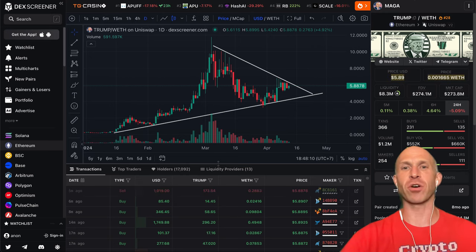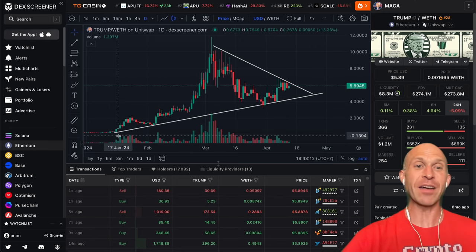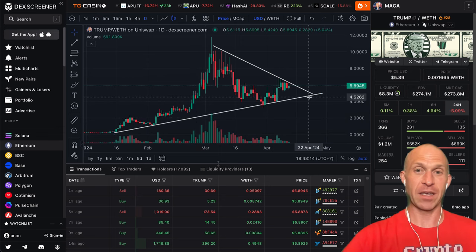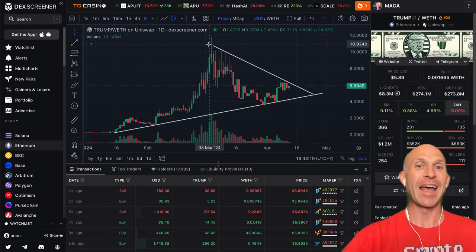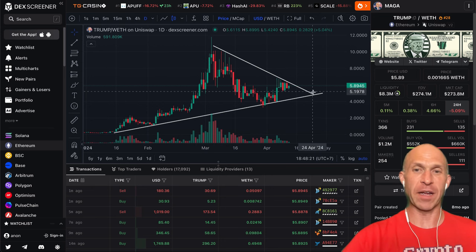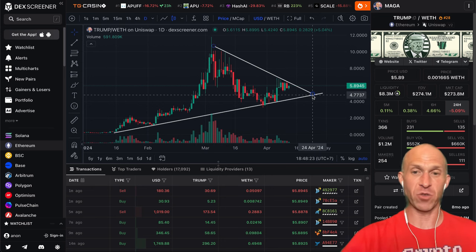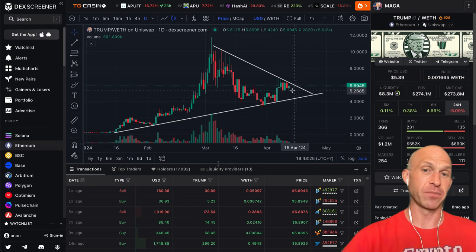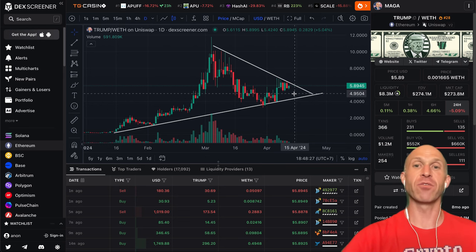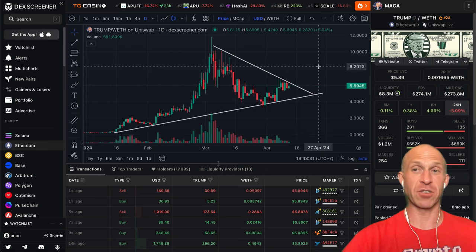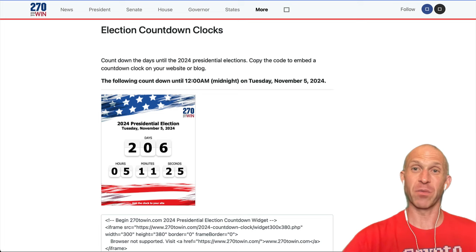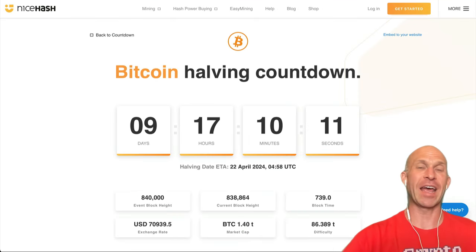Now, if we take a look at the charts right here, this chart does have very nice support that has been building here all the way back since January. Very strong support. And we are forming a little bit of a triangle, due for a breakout towards the end of April. This is definitely a key level to watch out for. If it breaks down, it might not be great, but it could potentially break up, especially with, you have to remember, the election countdown and also Bitcoin halving countdowns on the way, a lot of countdowns.